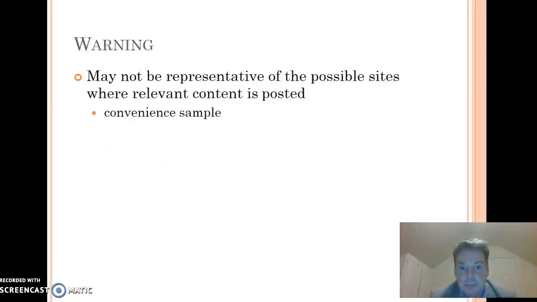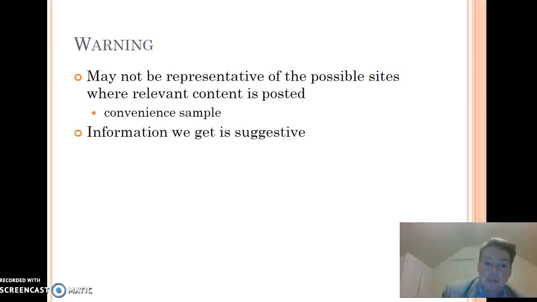But one of the problems is that the information we're looking at may not be representative of the sites where relevant content is posted. So oftentimes we have what's called a convenience sample. We take the data that's easily gathered, and that may not be appropriate for us. So say, for example, I focus on the Facebook posts of my friends, who are all maybe in their 40s, and I use that to make judgments about what students are thinking. It may not be appropriate.